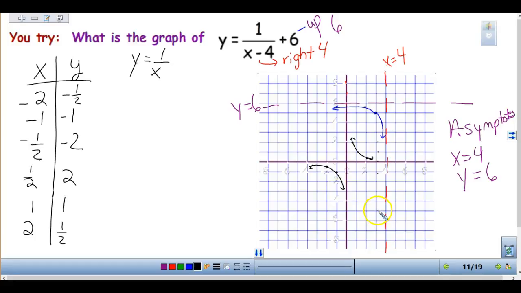So if I take the point 1, 1, I'm going to go up 6. 1, 2, 3, 4, 5, 6. And then over 4. 1, 2, 3, 4. And I get right here. And then I'll be here. Here's my curve. So the blue one's my answer. So again, you don't have to draw the black one in if you don't want to. You can just shift it if you want. But that's what you're going to do. Questions?